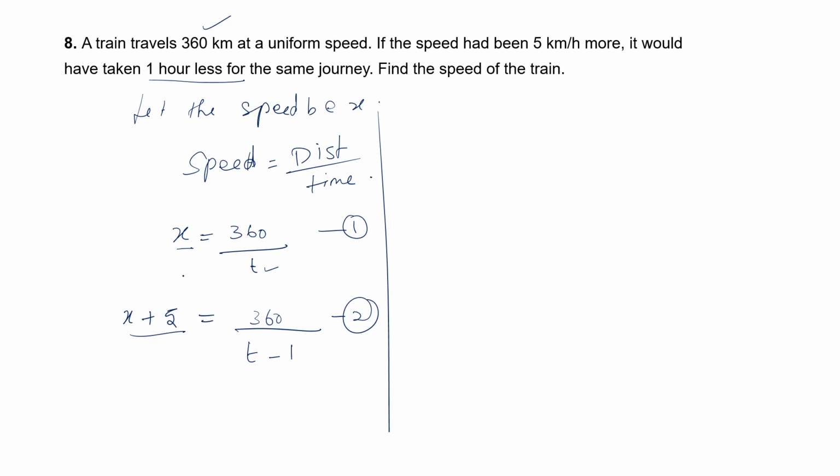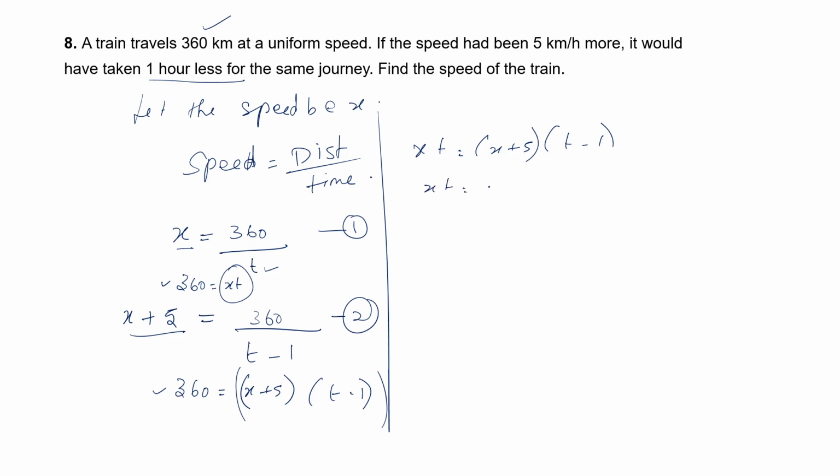From the first equation, 360 is equal to xt. From the second equation, 360 is equal to x plus 5 into t minus 1. Both sides are the same, so we can equate this. So xt is equal to (x plus 5)(t minus 1), which gives minus x plus 5t minus 5 equal to 0.